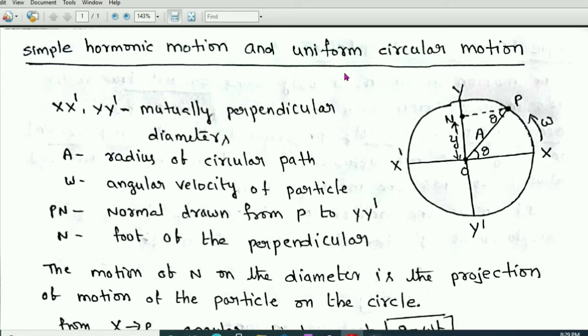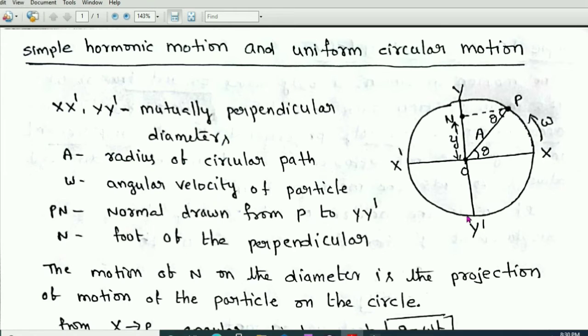Let us discuss a particle moving along the circumference of a circular path of radius capital A. Now let us consider two mutually perpendicular diameters: X dash is a diameter and Y dash is the other diameter. The particle is moving along the circular path with an angular velocity omega.